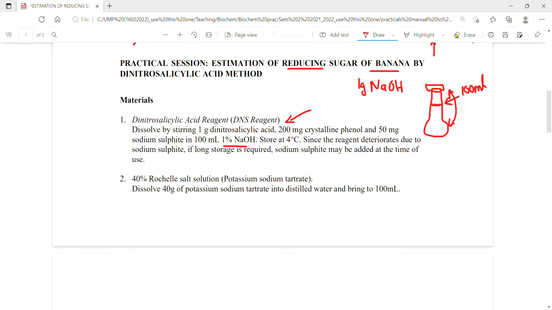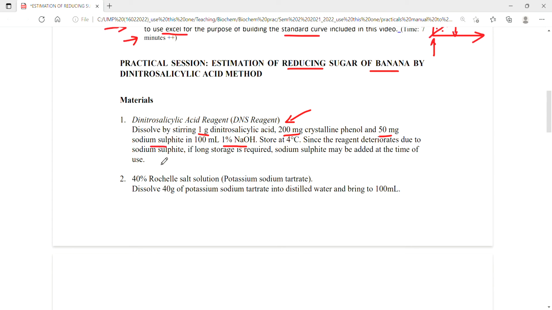Right, so that's a bit of understanding since you are not in the laboratory. So let's look at what is done after that. You have to weigh 200 milligram, 1 gram, 50 milligram of sodium sulfate, and use that 100 ml of 1% NaOH to dissolve all of this exactly. They have also given a precaution: try to add sodium sulfate only when you need to use this DNS reagent, because it's not stable.